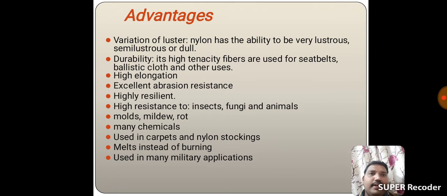That is abrasion resistance. Highly resilient character. High resistance to insects, fungi, and animals. Next, molds, mildew, rot. Many chemicals are used in carpets and nylon stockings. It melts instead of burning, and is used in many military applications.